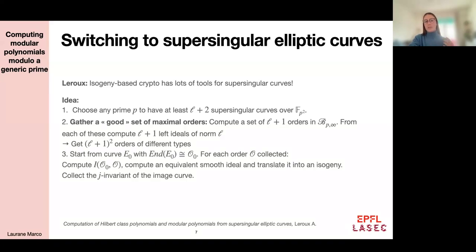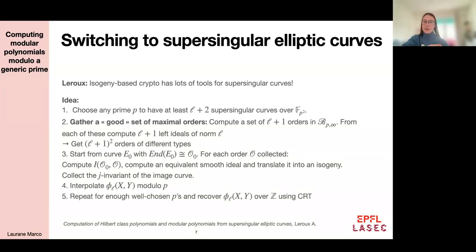Then you start from a starting curve with known endomorphism ring, so that is isomorphic to some order O0. For each order in your set, you compute the connecting ideal, you compute an equivalent smooth ideal, translate it into an isogeny, collect the j-invariant of the image curve, and so on. Then you've collected all of your j-invariants, and you can interpolate, and repeat for enough primes, and then use the Chinese remainder theorem to recover your modular polynomial.